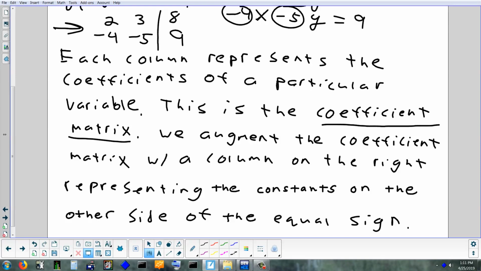Any questions on that idea? What the coefficient matrix is, or augmenting it with that column to the right?